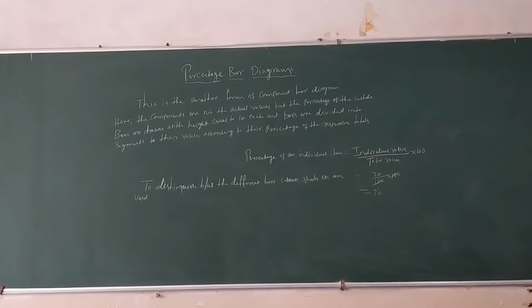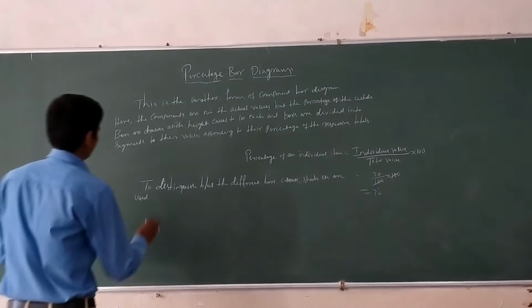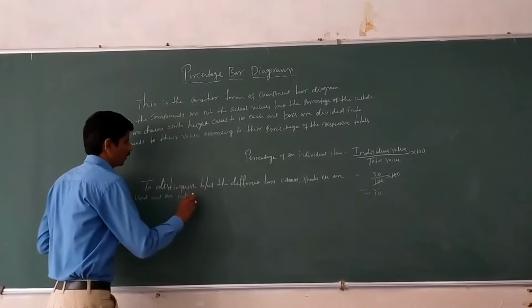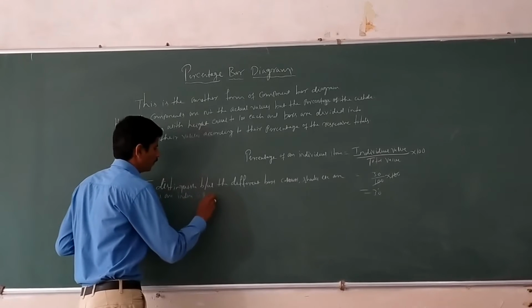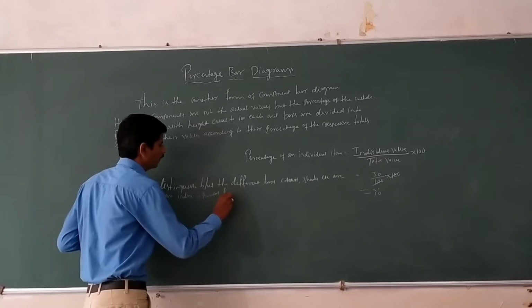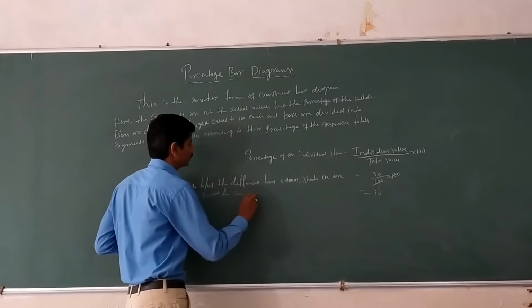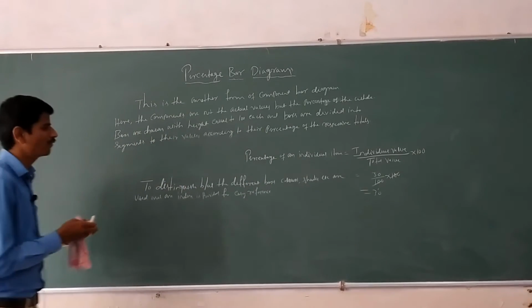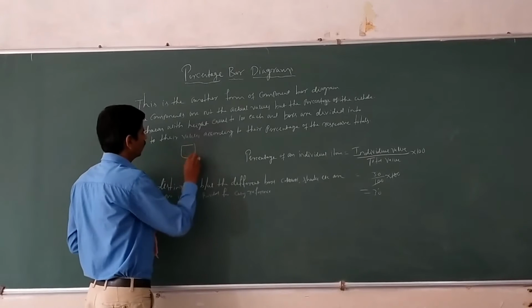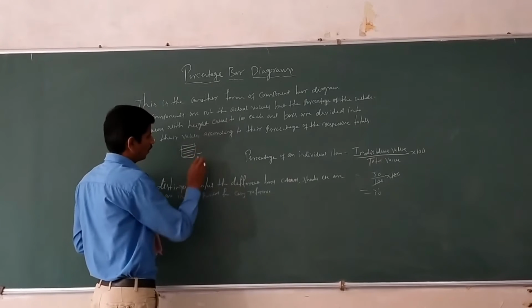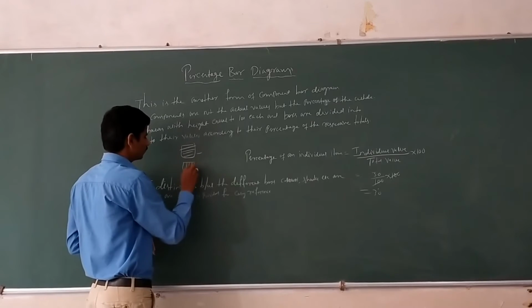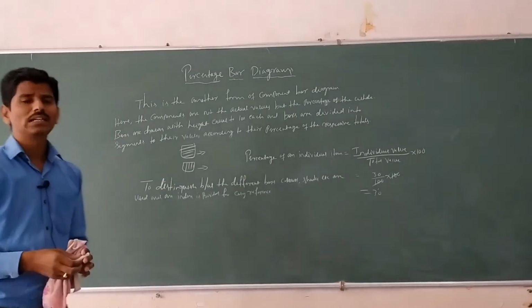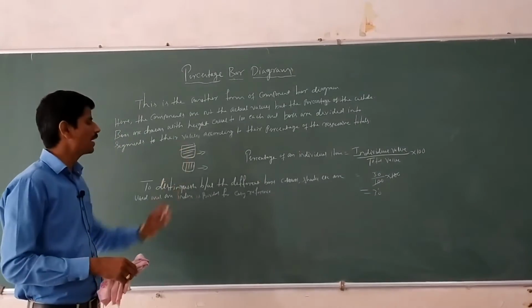And an index is provided for easy reference. Here an index is provided for easy reference. Here it is one index, like this, and this is the second one. To distinguish between the different bars, colors, shades, etc. are to be used.